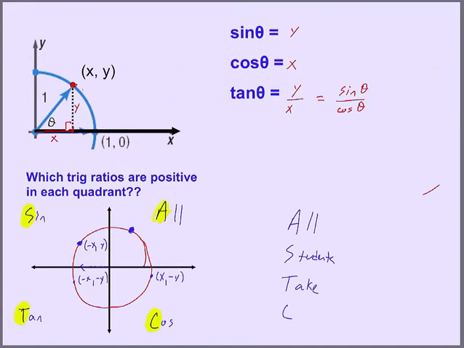and some teachers put chem here, some put calc, I don't know, put whatever you want. That helps you remember that in the first quadrant, all of them are positive, and by all of them, we mean all three ratios. In the second quadrant, S is for sine is positive, the rest are negative. In the third quadrant, it's just tangent, and in the fourth quadrant, it's just cosine.